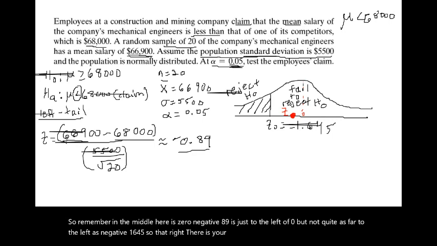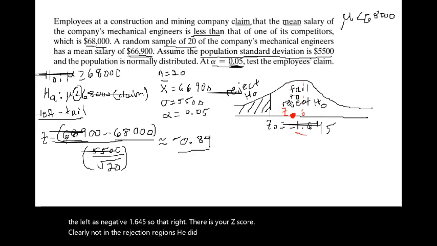Z is clearly not in the rejection region. Z did not get as far as negative 1.645. So Z is in the fail to reject H naught region. So that is going to be our initial decision.